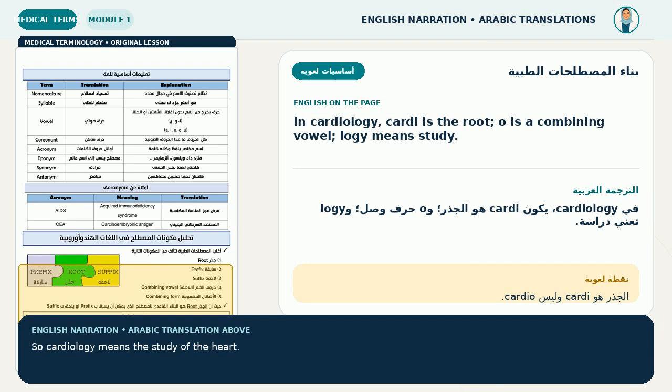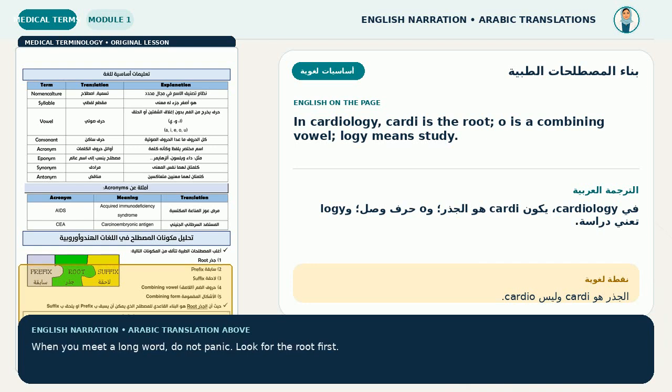In dermatology, dermat is the root, meaning skin. The O is the combining vowel, and logi means the study of. Dermatology is the study of the skin. A prefix can change the meaning of a root. A suffix can describe a disease, a procedure, or a specialty.